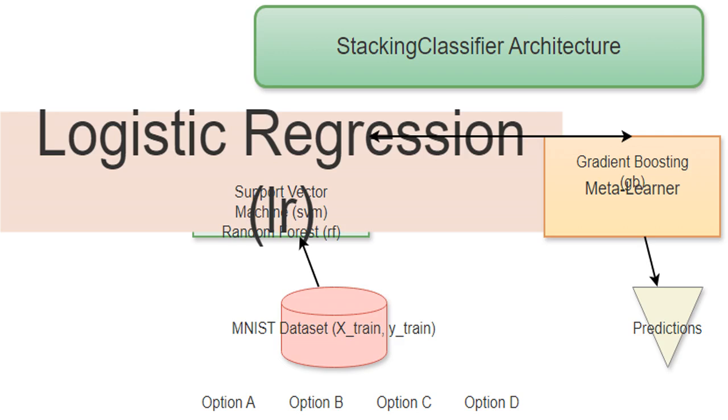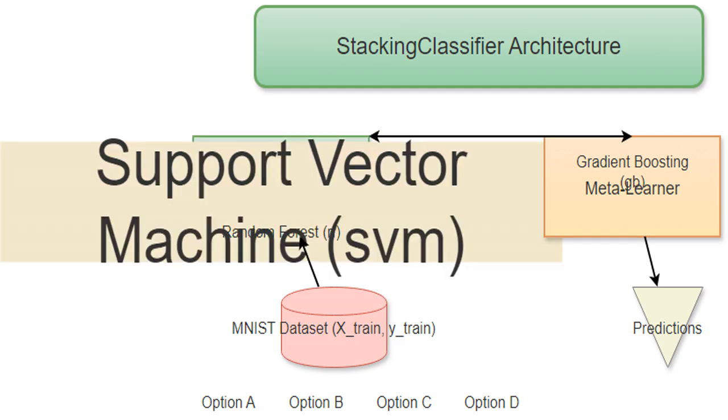This is a simple yet effective classifier. It learns a linear relationship between the input features and the output class. This one finds the best hyperplane to separate data points into different classes. It excels in high-dimensional spaces.